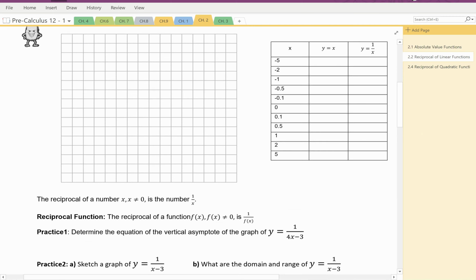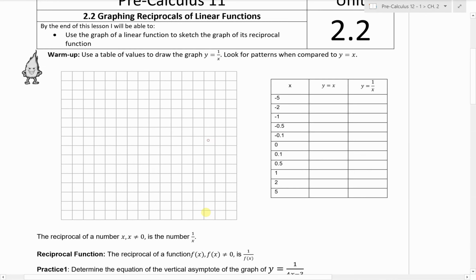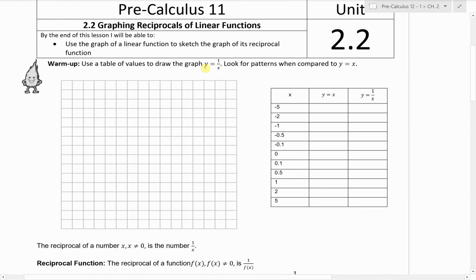Okay, so first, the question is asking us to graph y equals 1 over x. Now, what we're going to do is get the table of values for y equals x first. Now, y equals x means whatever x is, that's exactly what the y value is. So this is just copy over, right? Okay, no problem.